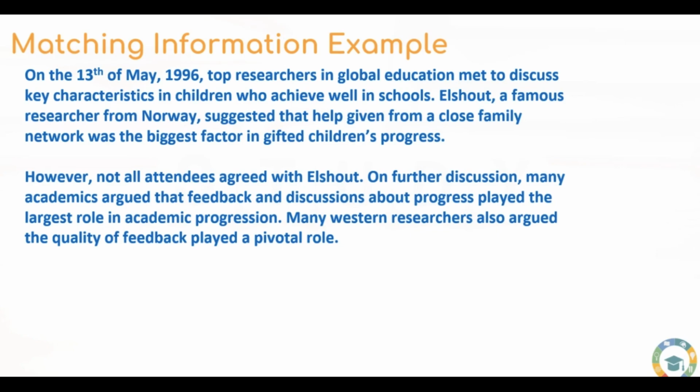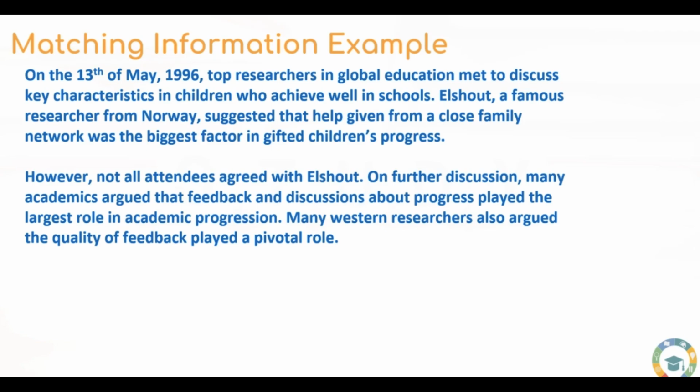I've continued on from the passage that I used in the last lesson. Let's take a quick read through the 2 paragraphs together. On the 13th of May 1996, top researchers in global education met to discuss key characteristics in children who achieve well in schools. Elshout, a famous researcher from Norway, suggested that help given from a close family network was the biggest factor in gifted children's progress.